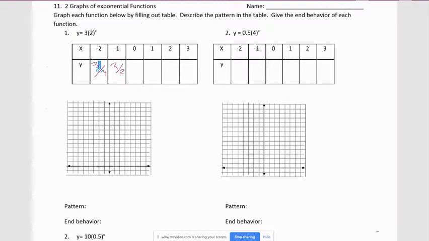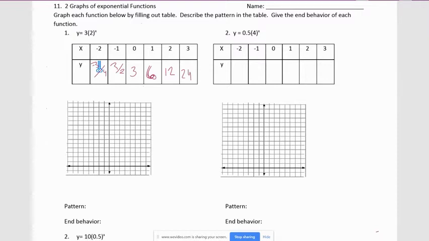Okay. When I go to the 0, remember any number to the 0 power is 1. So this will just be 3. 2 to the 1 is 2. 2 times 3 is 6. 2 squared is 4. 4 times 3 is 12. And the next one, 2 to the 3rd is 8. 8 times 3 is 24.